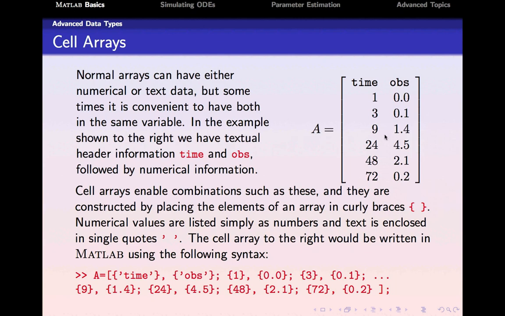So if we wanted to store this observation data in MATLAB, we would want to store not just the numerical information, but also the textual information, time and obs in this case. We can create this as a cell array in MATLAB by typing it in just as we would a regular array, with the exception that each element has to be surrounded by curly braces. If we surround each element by curly braces, MATLAB will know that we're creating a cell array as opposed to a regular array, and it will identify that and create it.